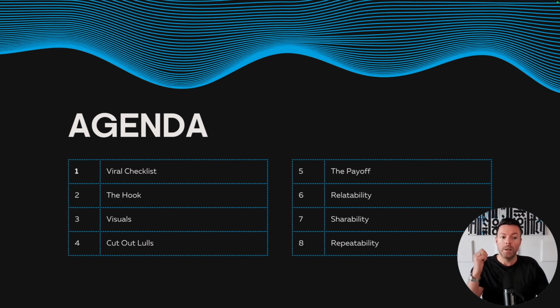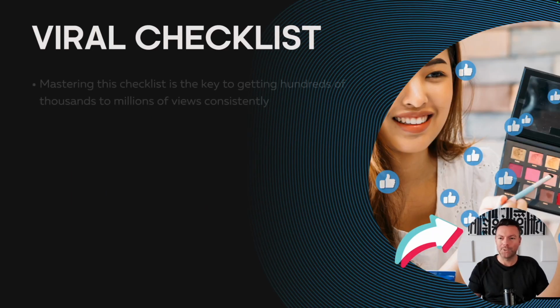We're going to talk about number 1, the hook, the most important part of your video. Number 2, visuals. Number 3, how to cut out lulls. Then the payoff, relatability, shareability, and repeatability. All right, so let's dive right into this viral checklist.